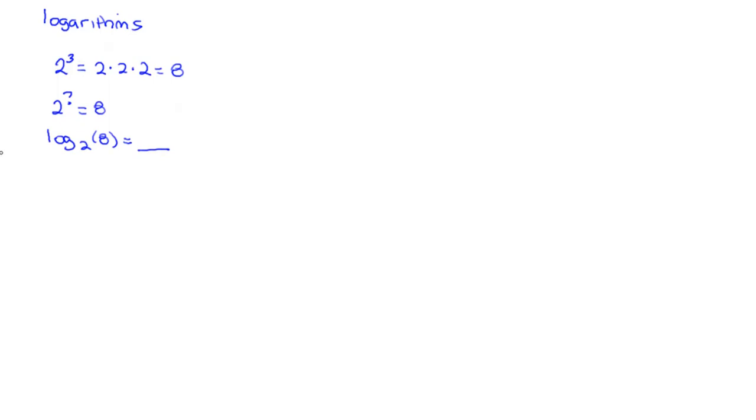Find the power, or find the exponent, to which we raise the base 2 to get the number in the parentheses. In this case, we already know how many times we have to multiply the 2 by itself to get 8. It's 3. It's just notation. Try not to let it intimidate you.